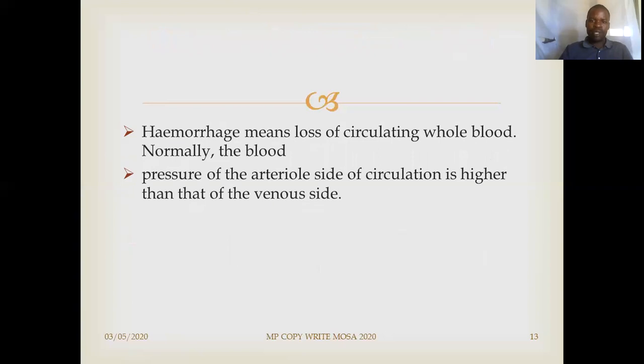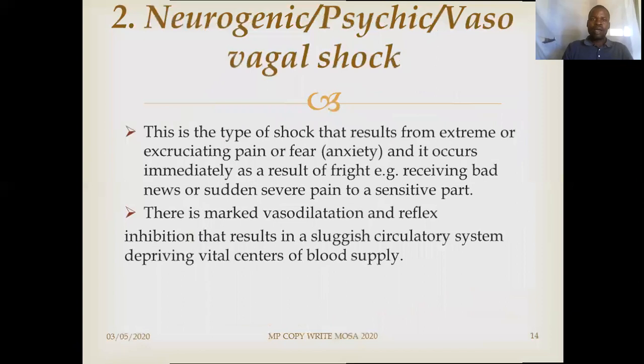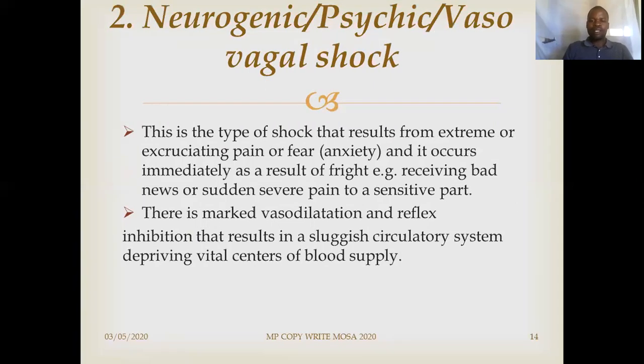So hemorrhage means loss of blood, normally a loss of blood, like I said in the previous presentation. Pressure on the arterial side of the circulation is higher than that of the venous side. This I've already explained under venous and arterial bleeding.